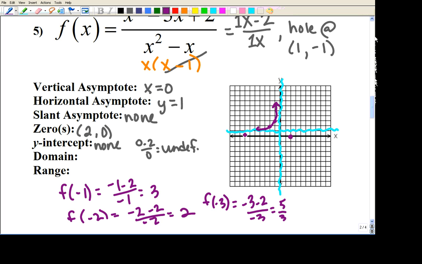Oh, by the way, we knew there was a hole at (1, -1). So if we're looking at this, we know that there's going to be an open circle right here at (1, -1). So then let's pick one more point over here. We can say that the hole in the graph was one of the points. So then we'll try also f of 3. So we'll get (3 - 2) over 3, and that's 1/3. So we have 1, 2, 3, and 1/3. So there's our graph.